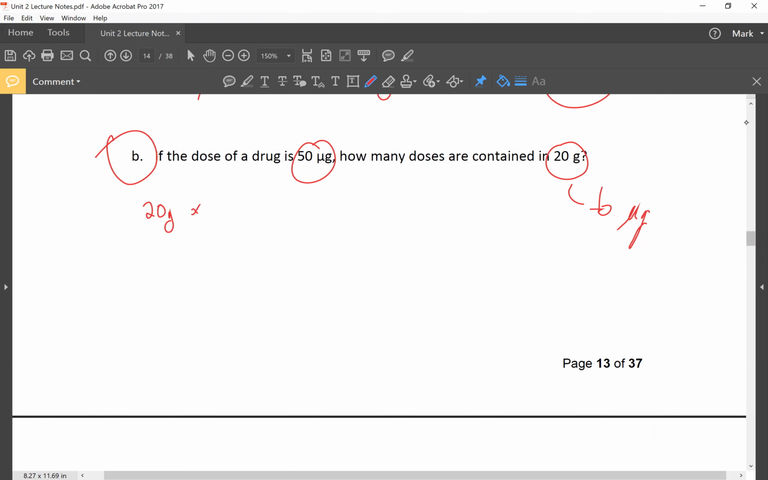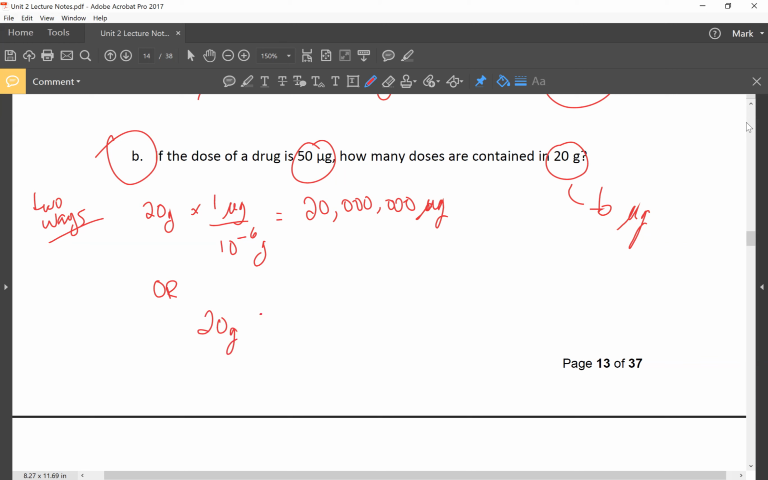I'm going to multiply this. You can move the decimal place using the number line, but there's actually 3 ways you could do this. I know that 1 microgram is 10 to the minus 6 grams, which gives me 20 million micrograms. Or you could go 20 grams times 10 to the 6 micrograms is 1 gram. These mean the same right here. It's kind of whatever you want to do.